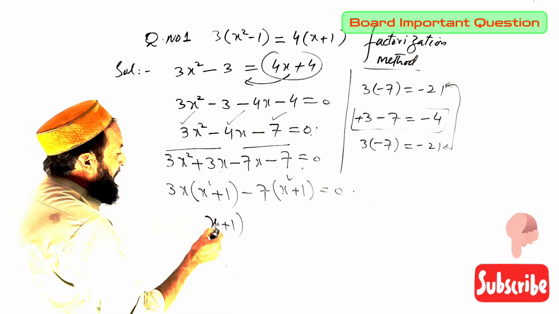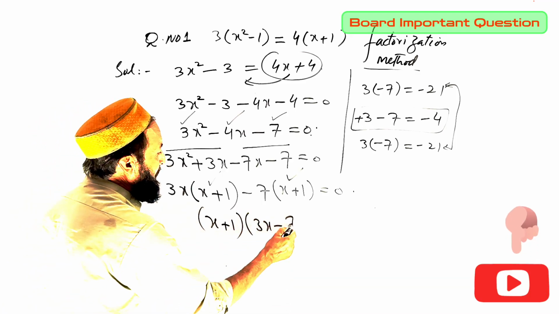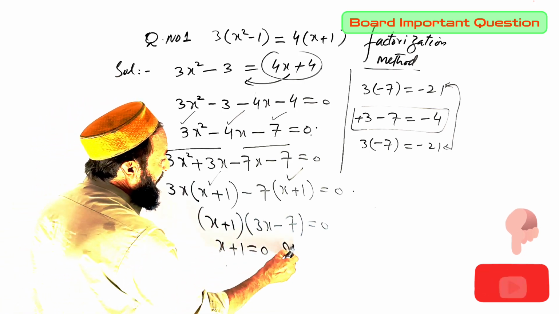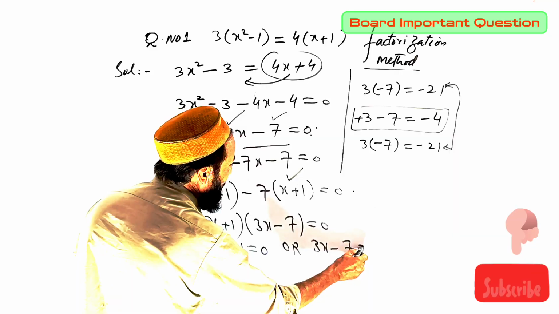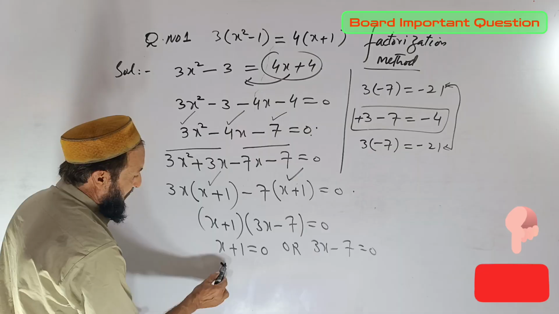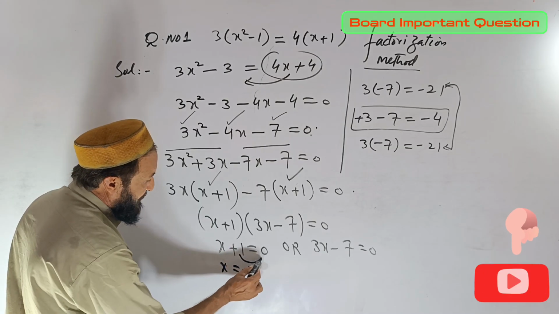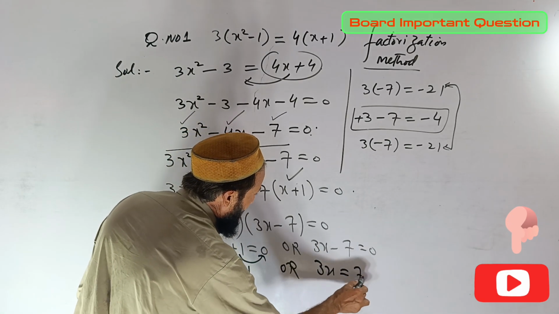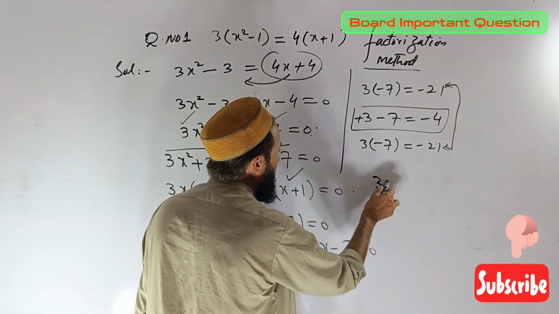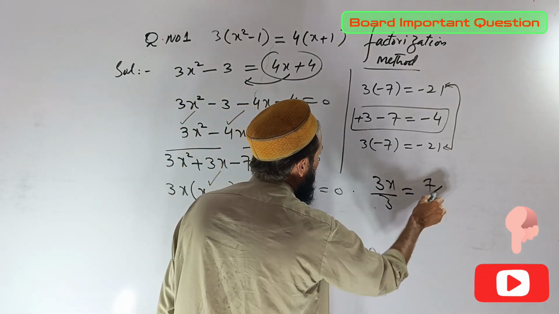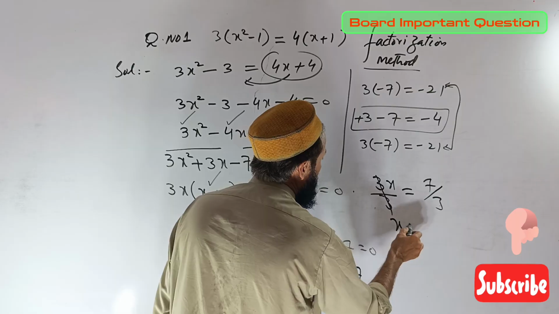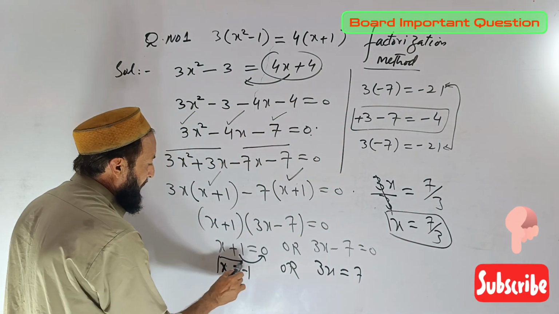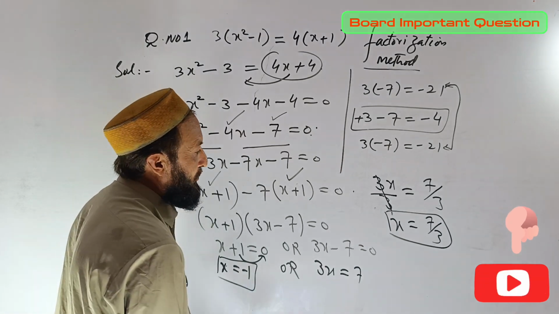So (x + 1)(3x - 7) = 0. So x + 1 = 0 or 3x - 7 = 0. x = -1. We transfer this result, and 3x = 7. Now dividing both sides by 3, the 3s cancel, so x = 7/3. These are the two roots we get here: x = -1 and x = 7/3.